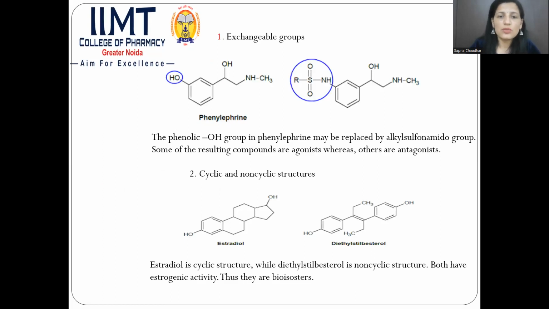Like exchangeable groups. First example, in the phenylephrine structure, the phenolic group in phenylephrine may be replaced by an alkyl sulfonamide group. Some of the resulting compounds show agonistic activity, whereas the previous compounds show antagonistic activity. In the case of cyclic and non-cyclic structure, estradiol is a cyclic structure while diethylstilbestrol is a non-cyclic structure, but they both show similar biological estrogenic activity. So that's why they are called bioisosteres.